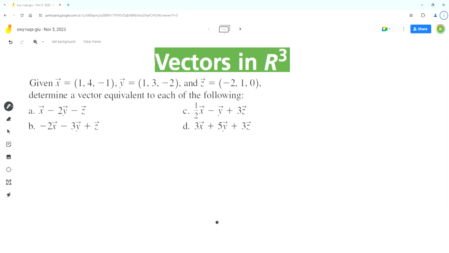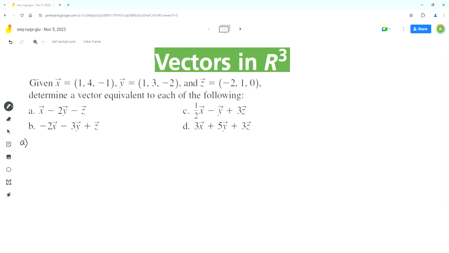So in this video, we'll solve this problem using the concepts of vectors in R3. So as per the problem, given vector x equals 1, 4, negative 1, vector y equals 1, 3, negative 2, and vector z equals negative 2, 1, 0, determine a vector equivalent to each of the following. So let's start with part A.